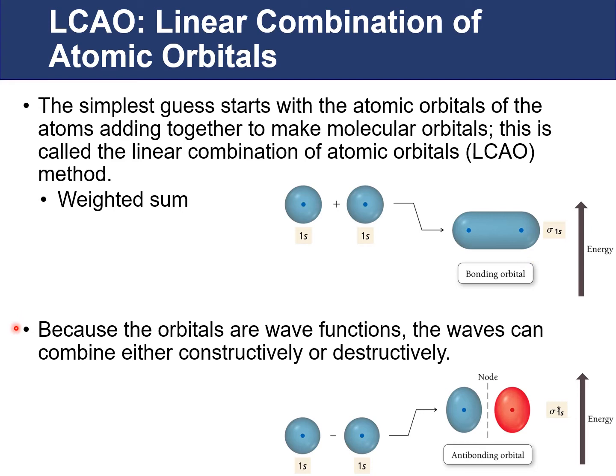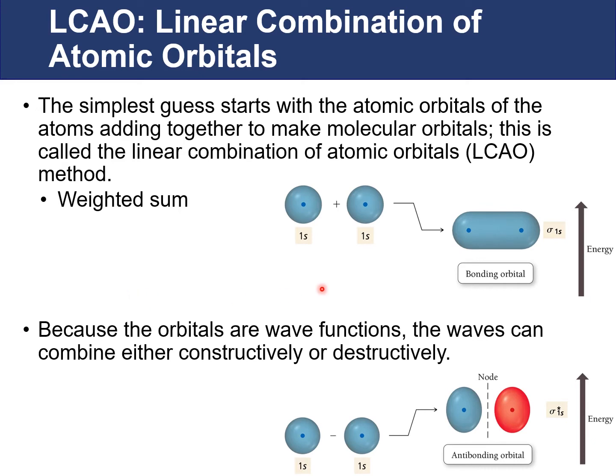Because the orbitals are now being treated as wave functions, they can combine either constructively or destructively. If you think back to our discussion on wave-like behavior of light, we had constructive and destructive interference, where if we added two waves together, they could either increase their amplitude through constructive interference, or they could destructively interfere and to some extent nullify each other.